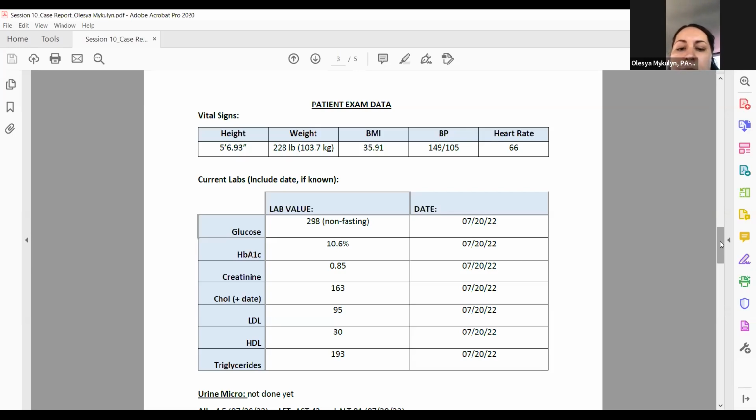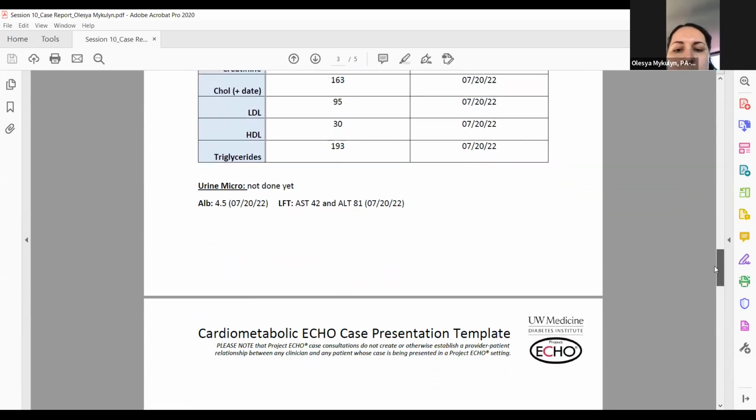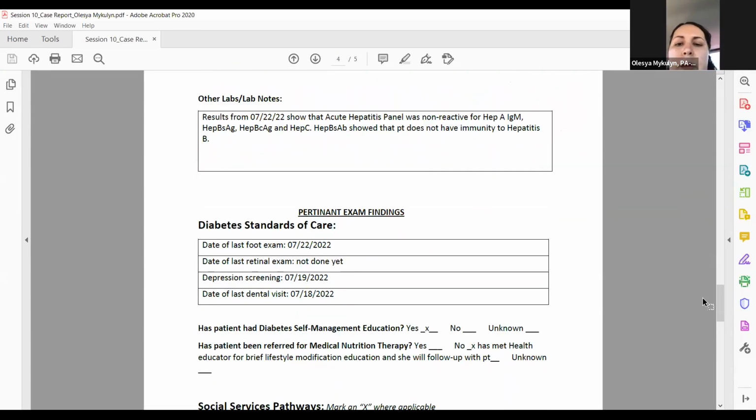of 3 oral medications. Those are the results of his albumin and the AST ALT that was done 2 weeks ago. And I did get the results of the acute hepatitis panel, which was non-reactive for Hep A, Hep B, Hep C, but he was not immune to hepatitis B. So I did see him yesterday, and I also have the results of his right upper quadrant ultrasound, which showed hepatic steatosis. So we did talk about that yesterday.